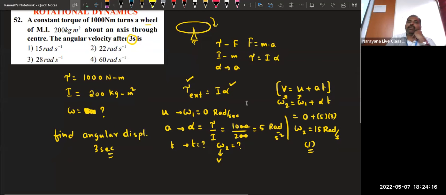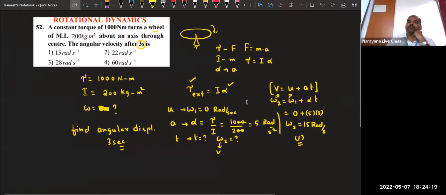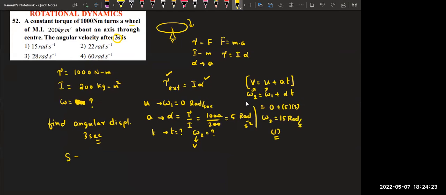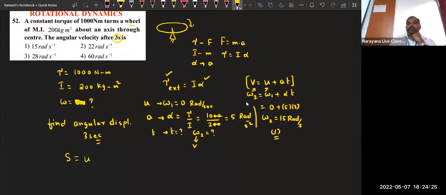So anyway, tell me that angular displacement. Theta is equal to omega 1 t. Displacement formula, how much, my dear students? S equals ut plus half at square. So linear displacement is the same as angular displacement, initial velocity is the same as initial angular velocity, and half into acceleration is the same as half into alpha into t square. Correct or wrong?